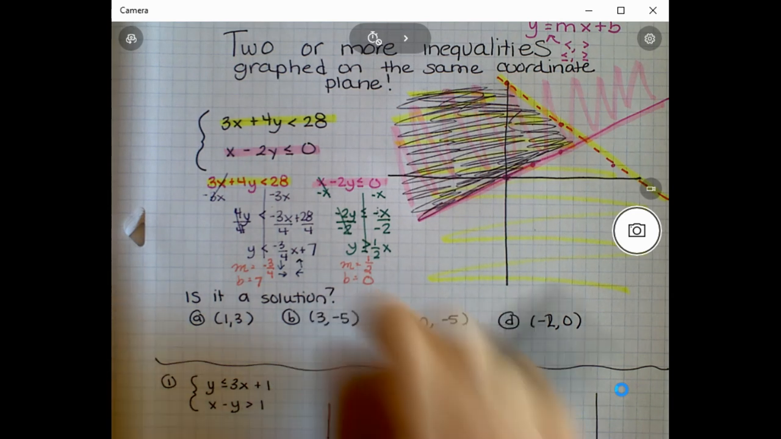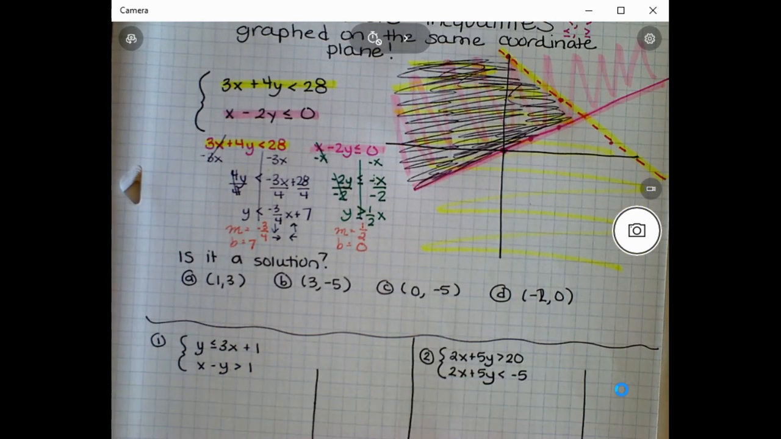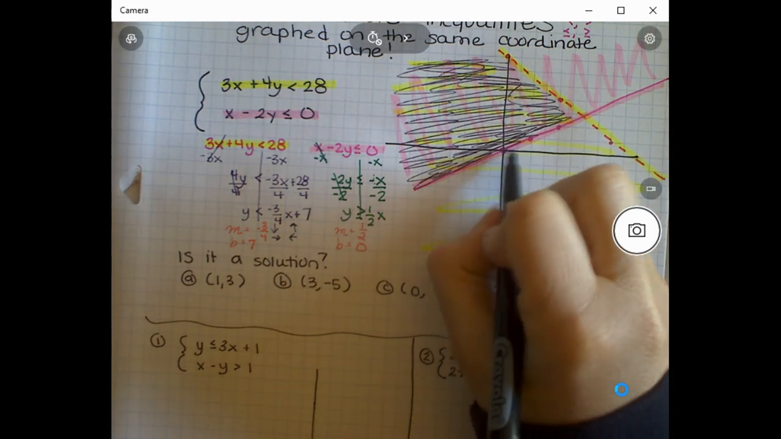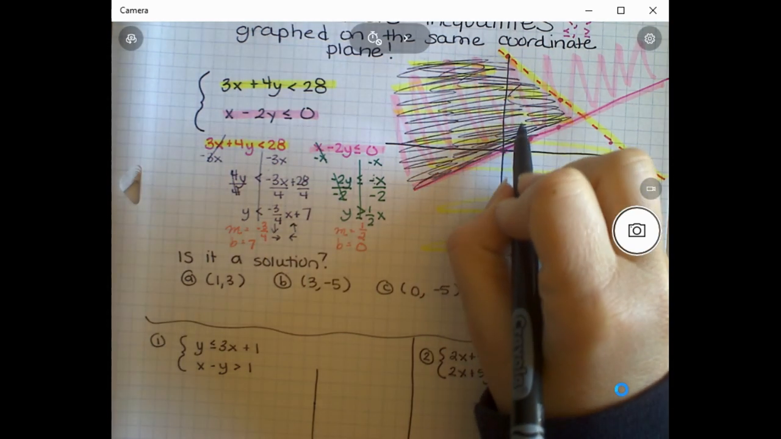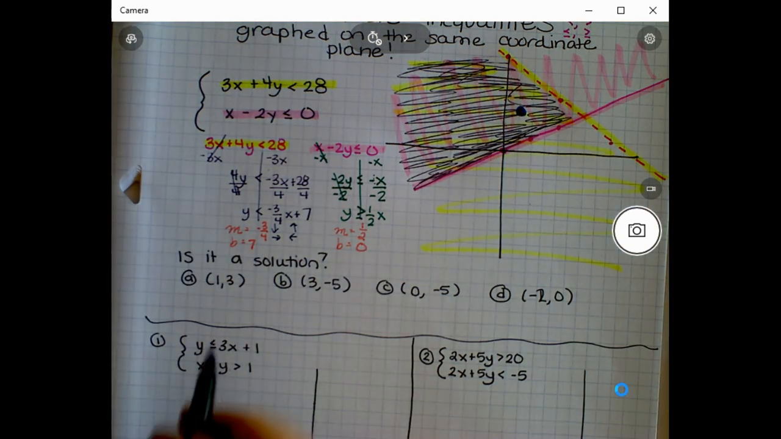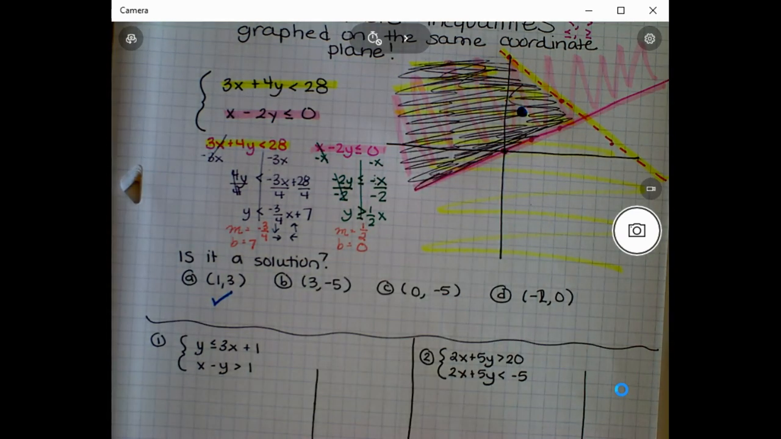All right, now let's look at these. We're going to try to decide which ones are a solution to that system of inequalities. So the coordinate 1, 3. Is that a solution? Yes, because that's in the double shaded area.